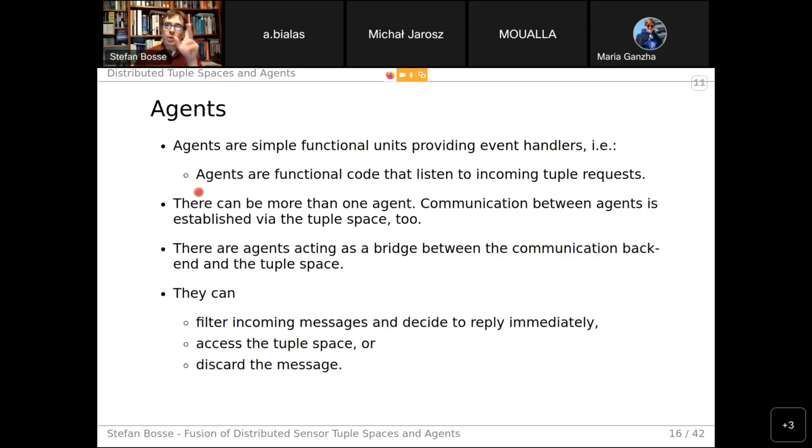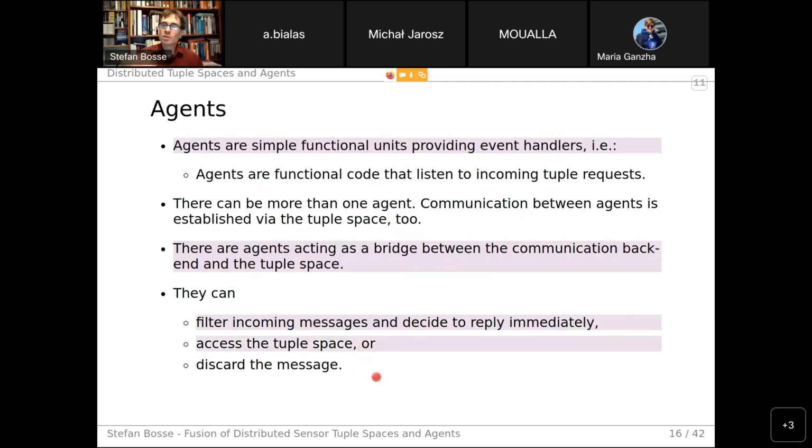So the other part: we have tuple spaces, we have agents, and we have the communication technologies. Now I talk about the second level, the agents. And agents here are simple functional units providing event handlers. They are event-driven agents. Agents are just functional code that listens to incoming tuple requests. The agents can act as a bridge, for example, between the communication backend and the tuple space, and they can perform filtering of incoming messages, and, for example, decide to reply to requests. They can access the tuple space or discard messages. And of course, the most important part, they can act as a bridge between different tuple spaces.